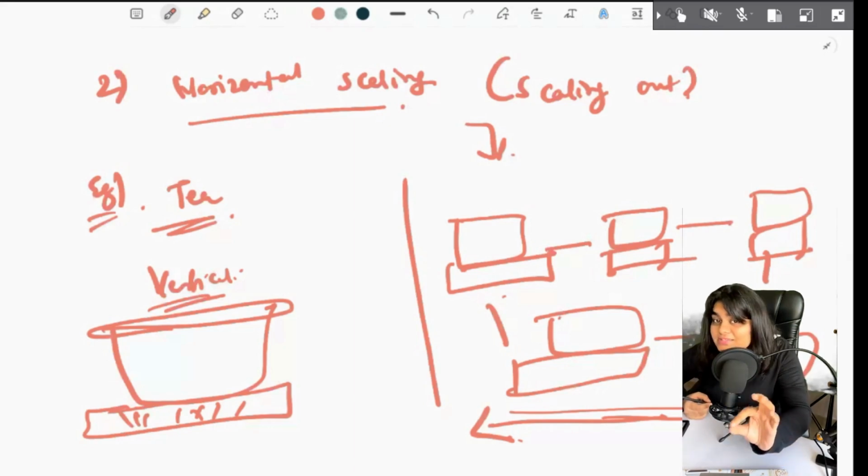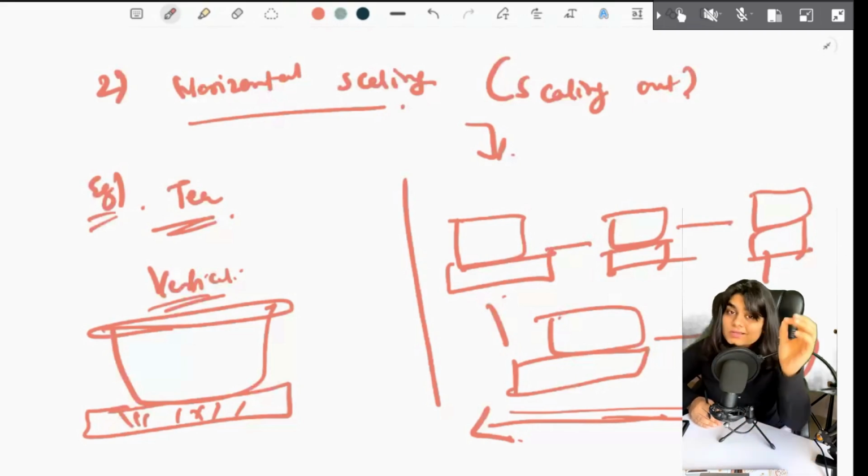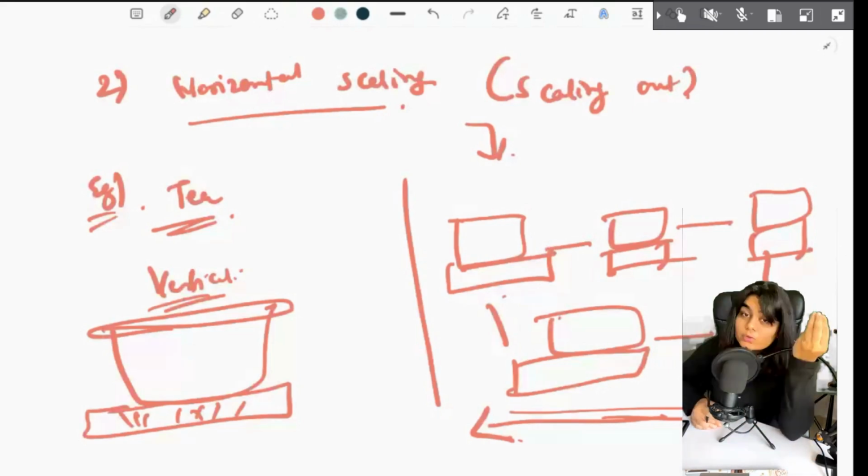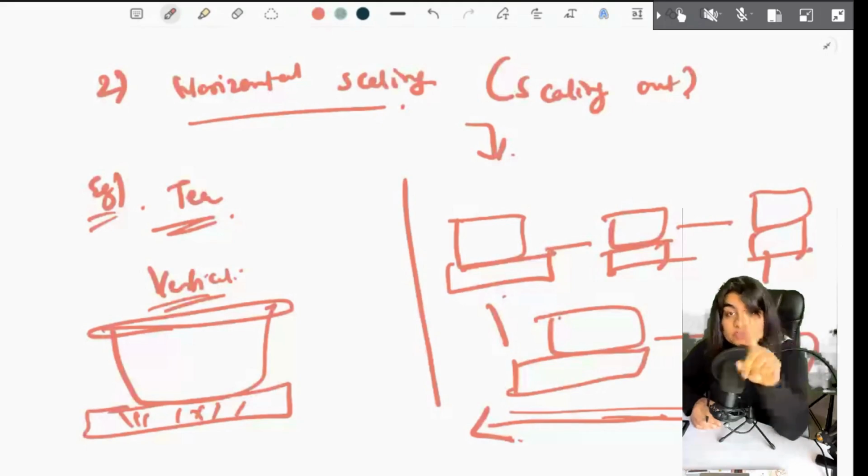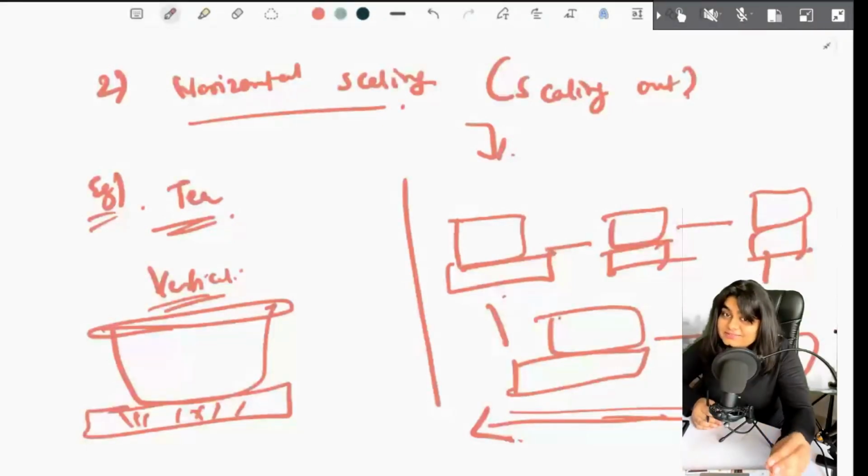With this approach, there is no limit. For example, if thousands of guests come to your place, you can just increase the number of stoves and you will be able to serve them. Plus, if one stove breaks down, the others keep working. So you are not entirely dependent on a single resource. But there are cons as well.